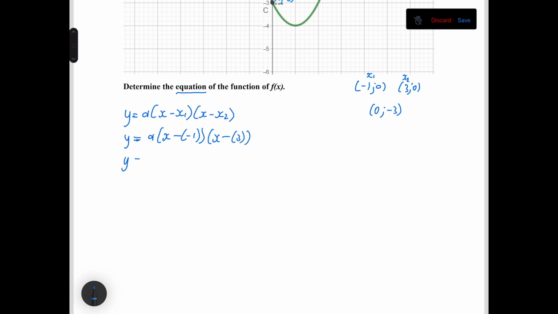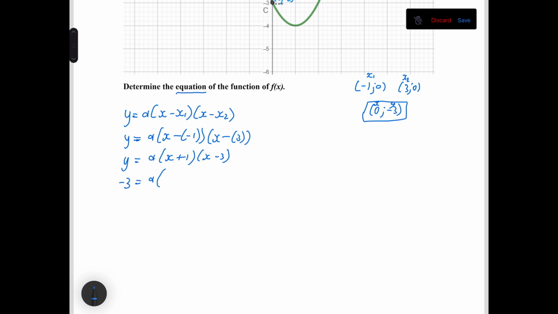This is just to be safe. So a, x plus 1 and then x minus 3. Can you see the values in the brackets are way different to the intercept itself? It's the opposite actually. Right, so then we substitute the y-intercept to get the value of a.